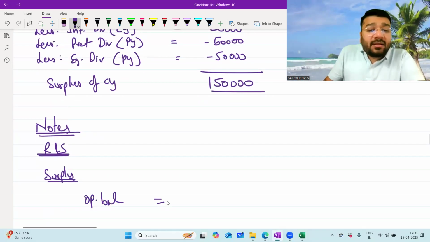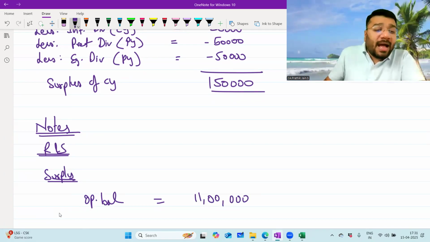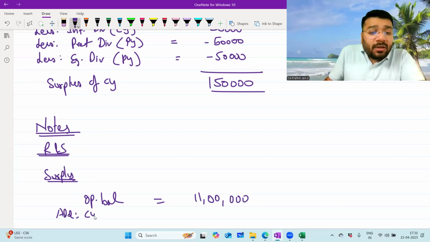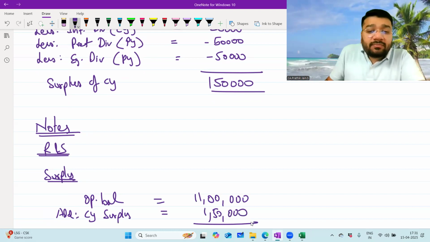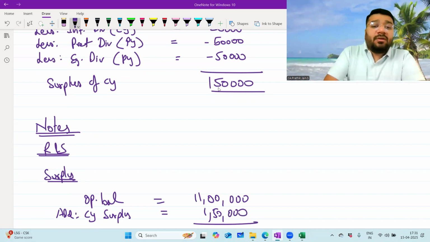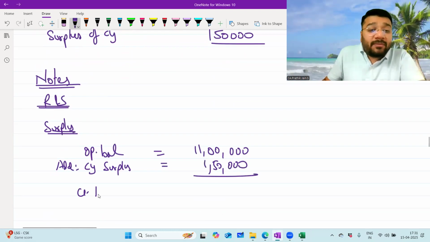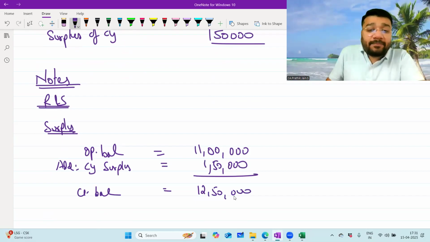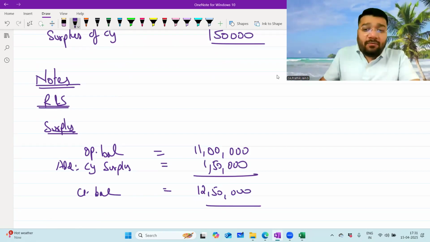How does it begin? Opening balance. Opening balance of last year, can we take 11 lakhs? Okay. Add current year surplus. How much? 1,50,000. So what is my closing balance, people? 12 lakh 50,000. This is one way of doing it.